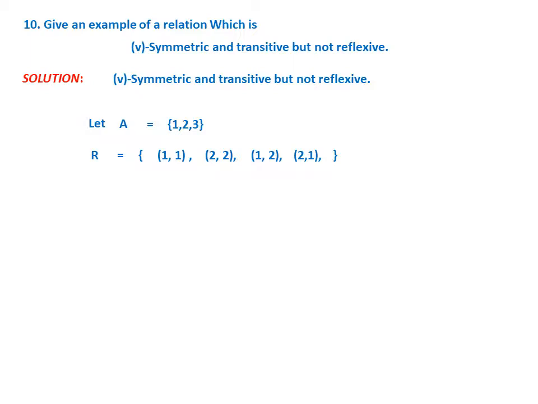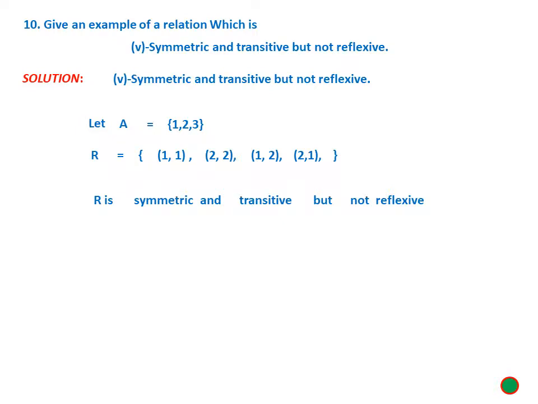And it is transitive, you can check: (1,2), (2,1) is there, (1,1) is there; (2,1), (1,2) is there, (2,2) is there. So it is both symmetric and transitive, but it is not reflexive because of one element: (3,3) is not there. Therefore definitely R is symmetric and transitive, but R is not reflexive. Of course reason is not necessary, but you should understand when you are producing the example.